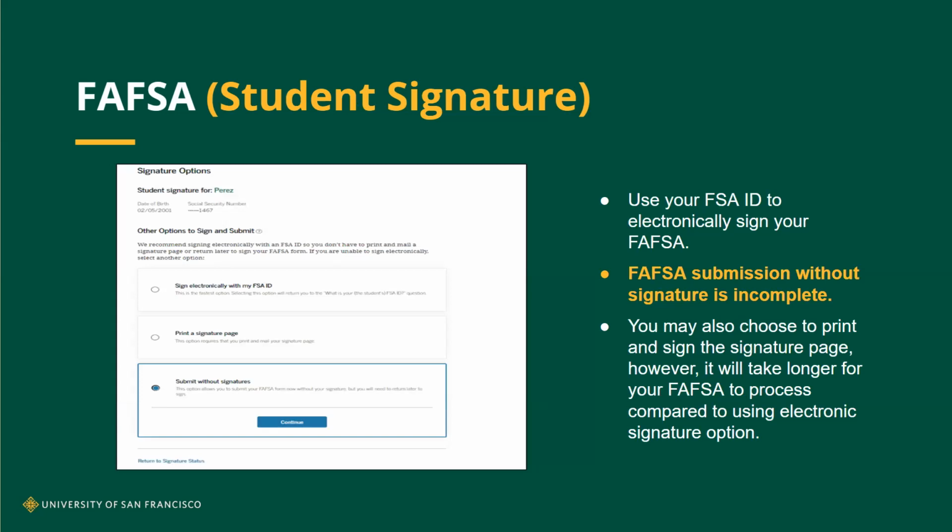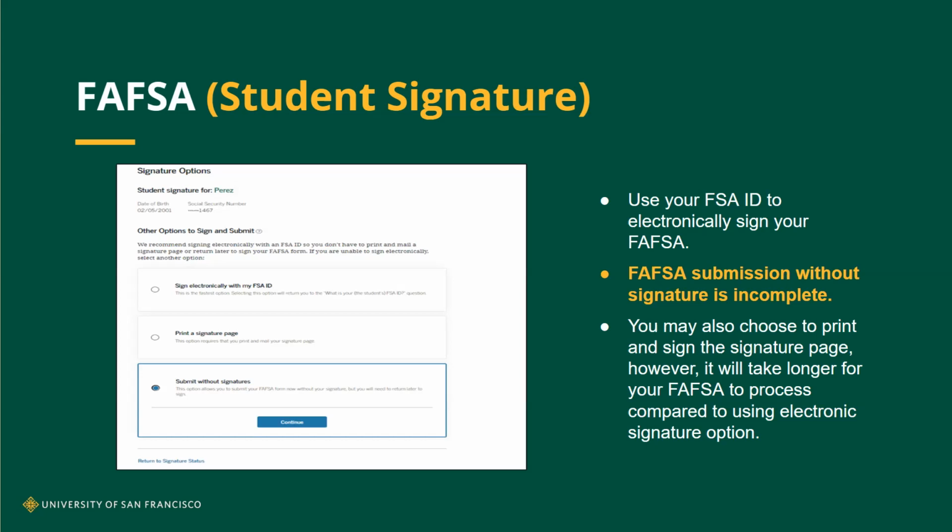So once you sign the FAFSA, you have the option to do so electronically with your FSA ID, print off signature sheets, or submit without signatures. If you submit a FAFSA without any signatures, the FAFSA is considered incomplete and you will not be eligible to receive financial aid until the signatures are submitted and processed successfully.